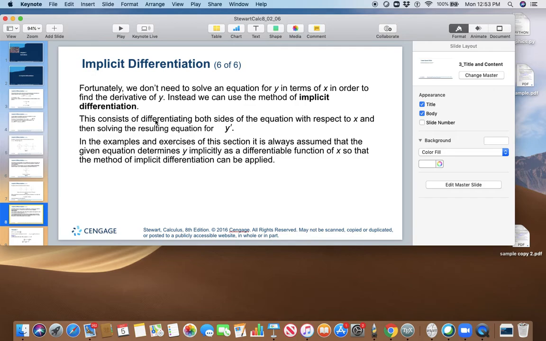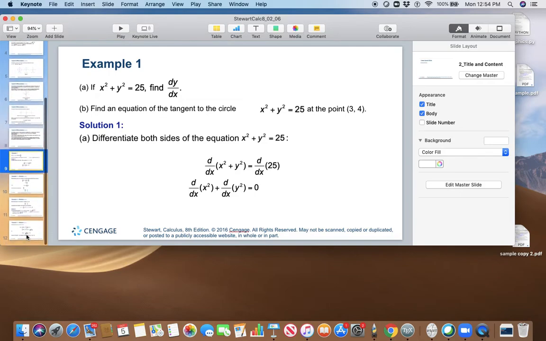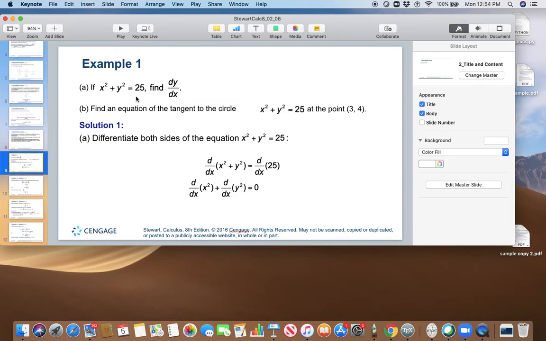So the approach is you differentiate both sides of the equation with respect to x, and then solve the resulting equation for y prime. So you may not be able to solve for y, but you will be able to solve for y prime. So we are assuming in this section that y is implicitly determined. And then you're going to take implicit differentiation. So here is an example. x squared plus y squared is 25. Find dy/dx.